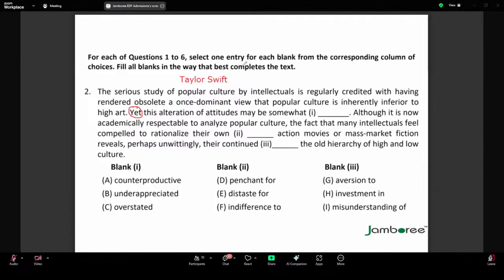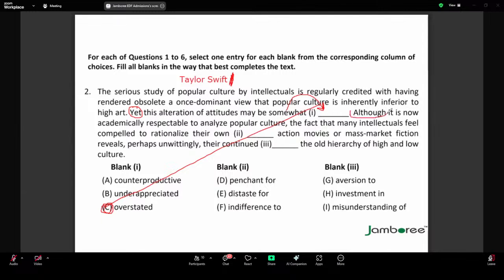Sometimes I give the example that we are a caste-based society. We feel like caste no longer exists because we don't talk about it so openly, but covertly we do. I've talked to a lot of people, and they agree that if you bring somebody into your house, particularly for marriage, and that person is lower caste, it is a major concern. People still care about it. Yet this alteration of attitudes may be somewhat overstated. It's not completely gone. It's a bit of an exaggeration.